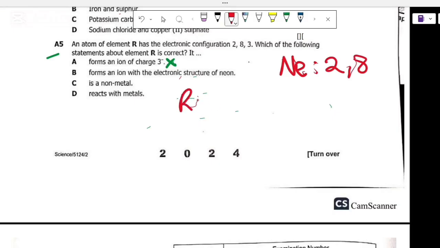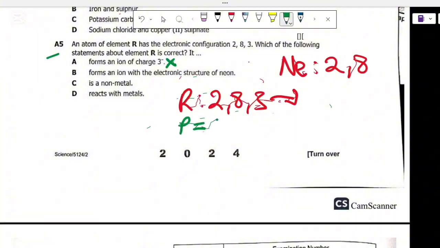So this is R. It has 2, 8, 3. By the way, just by looking at that, you can know that it has 13 as its atomic number, or the number of electrons, the number of protons. So it is going to lose an electron. What happens when it loses an electron? It means that the proton number is going to be 13, but the electron number is going to change because it has lost 3 electrons. So it is going to drop from 13 to 10.